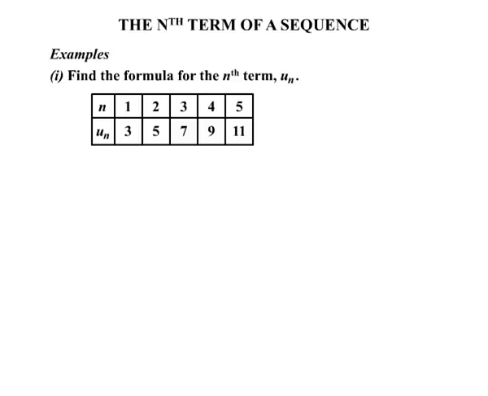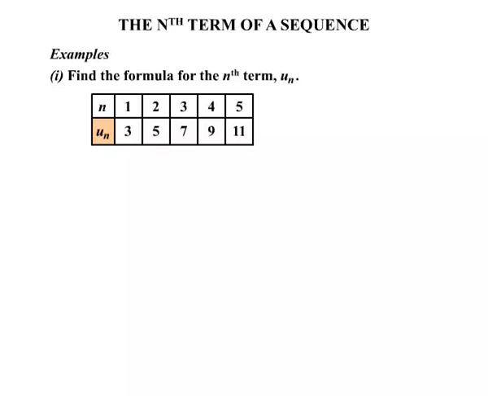Now in this lesson we're looking at what's known as the nth term of a sequence. Let's look at some examples. We're asked to find the formula for the nth term, and that's denoted by a u with a little n subscript n. Now we need to find the connection between n and u subscript n.